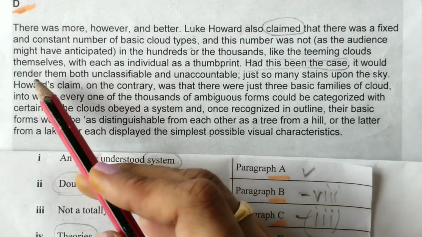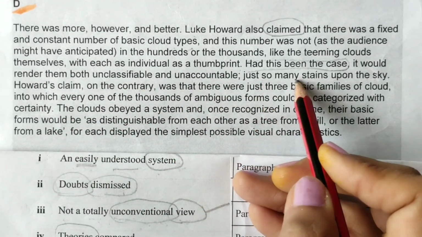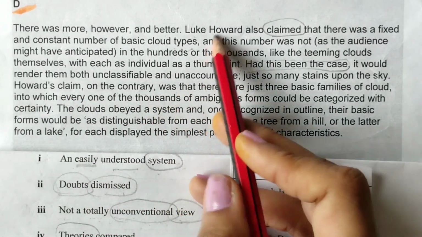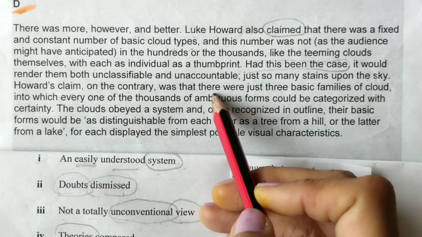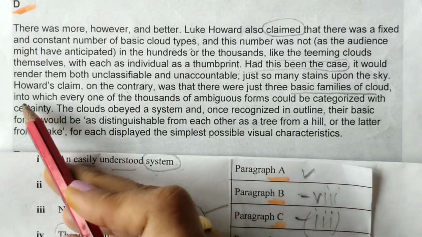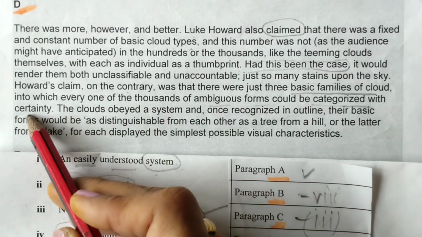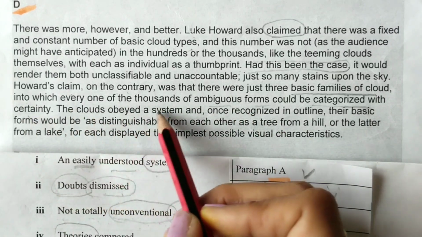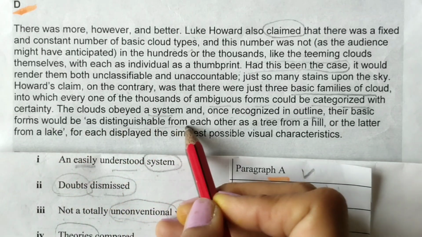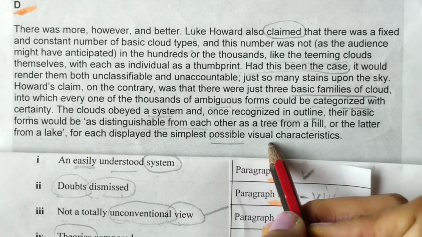Had this been the case, it would render them both unclassifiable and unaccountable, just so many stains upon the sky. Howard's claim, on the contrary, was that there were just three basic families of clouds into which every one of the clouds of ambiguous forms could be categorized with certainty. The clouds obeyed a system, and once recognized in outline, their basic forms would be as distinguishable as the letter form, for each displayed the simplest possible visual characteristic.